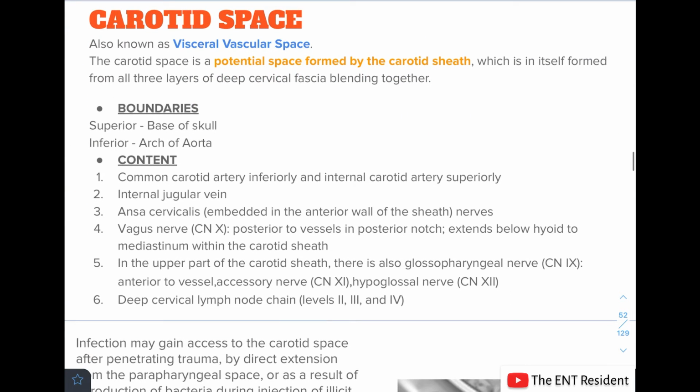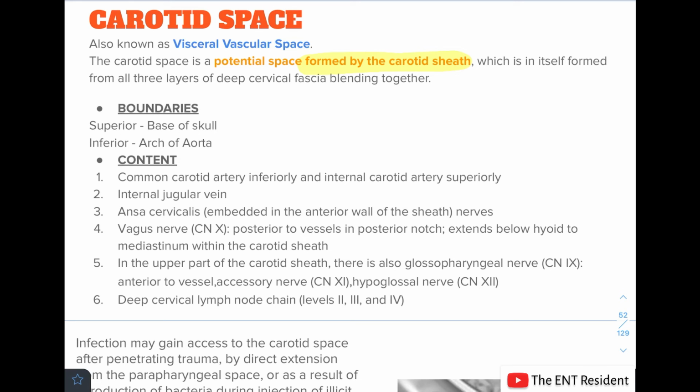Next comes the carotid space. The carotid space is also known as the visceral vascular space. This carotid space is actually a potential space which is formed by the carotid sheath, which in itself is formed by all the three layers of the deep cervical fascia. To know how the carotid space is formed by the deep cervical fascia, please check out my last video where I spoke about the attachments of the deep cervical fascia.